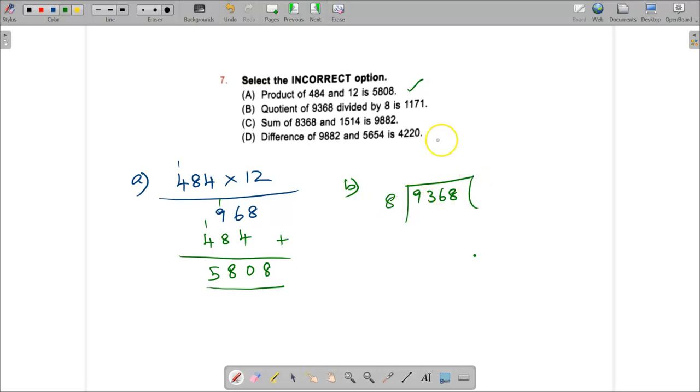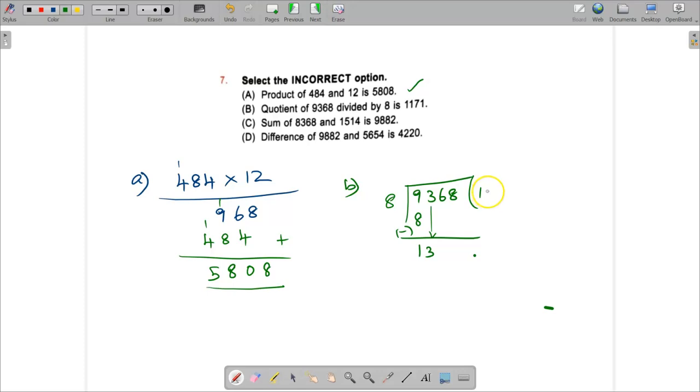Okay. So we need to check whether the quotient is 1171. First of all, which table do we have to apply? 8 ones are 8. Just subtract these two values. 9 minus 8, it is 1. So bring this value down. So it is 13, right?